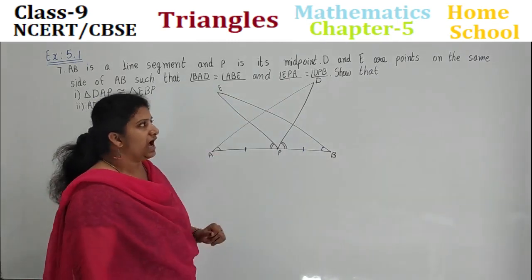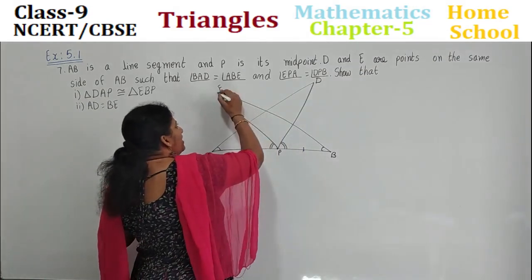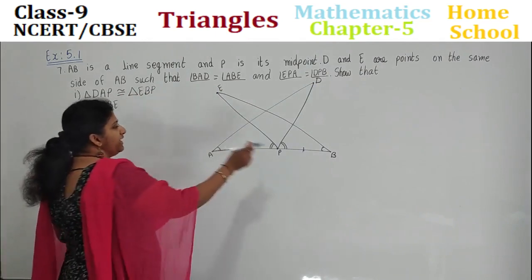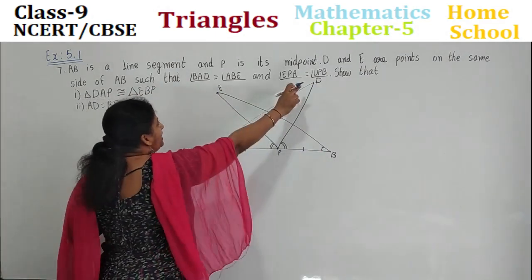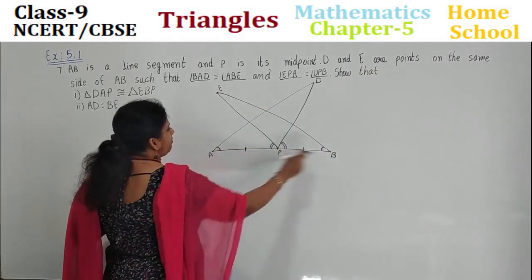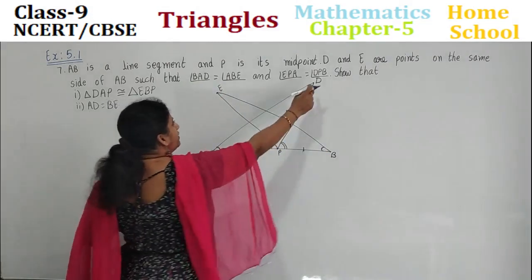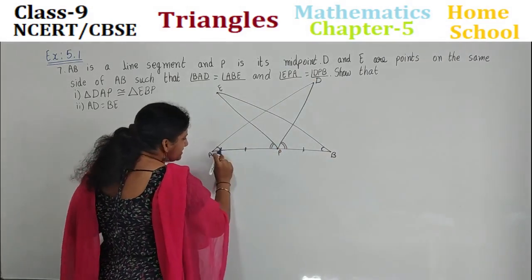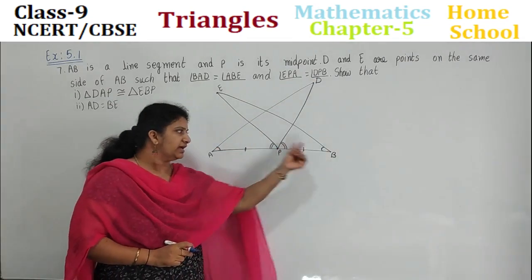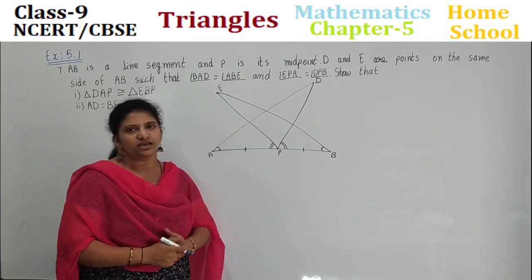D and E are points on the same side of AB such that angle BAD is equal to angle ABE and angle EPA is equal to angle DPB. You can see a single arc and here double arcs, right? This angle is equal to this angle is equal to this angle. Here they have given it is a midpoint, therefore two sides are equal.